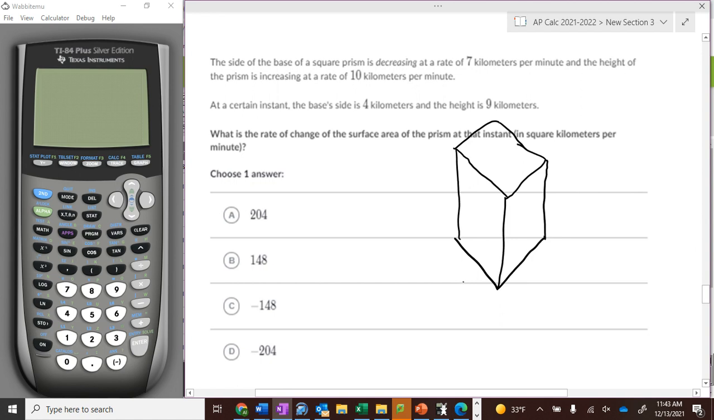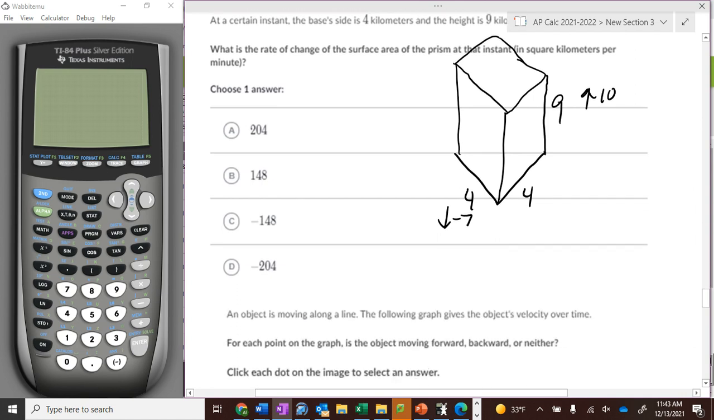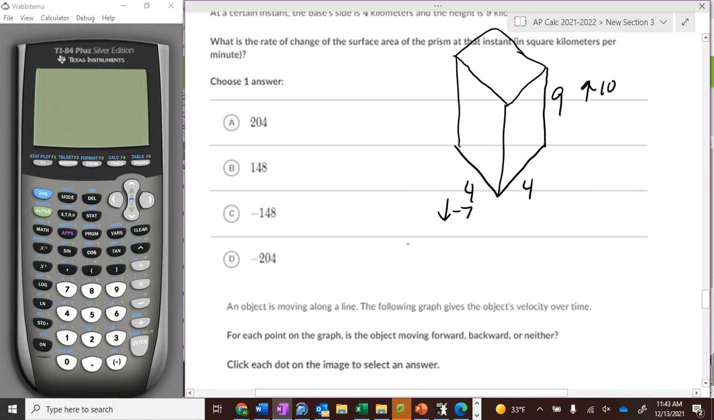So this is 4, this is 4, this is 9. Okay? The side is decreasing at a rate of 7, and the height is increasing at a rate of 10. Okay, find the rate of change in surface area. Surface area of a prism.